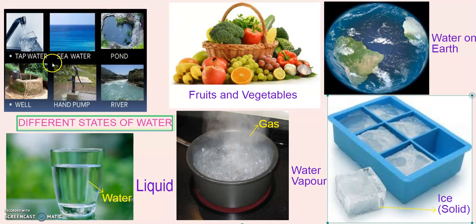Now I am going to show some sources of water. What are sources of water? Yes, tap water is a source of water and the sea is also a source of water. A pond is a source of water, and a well, hand pump and river are also sources of water.